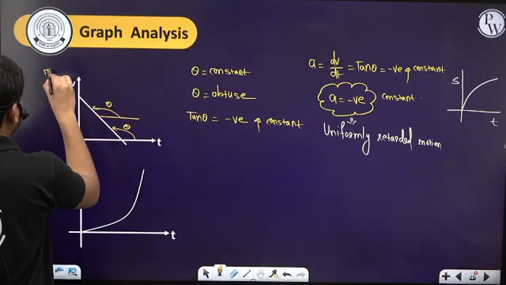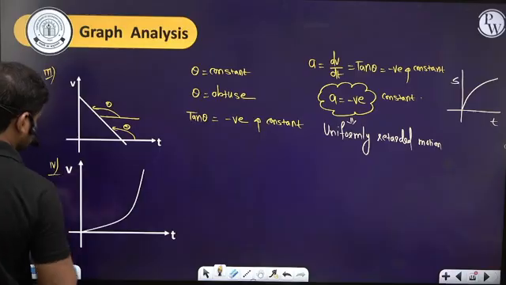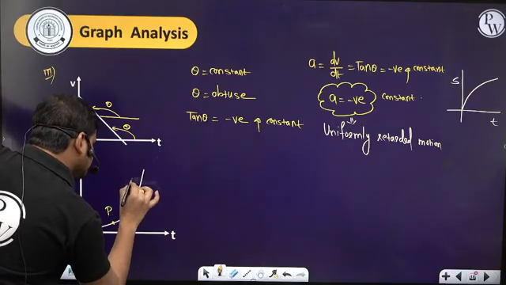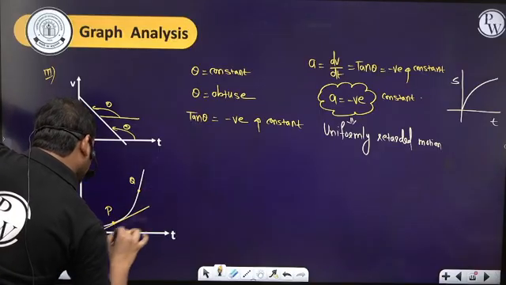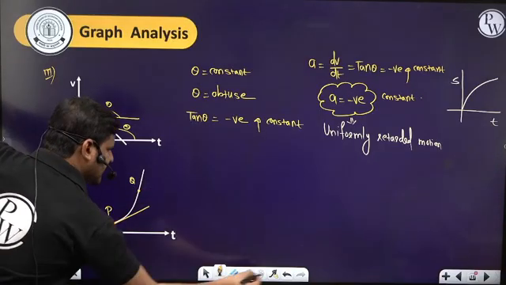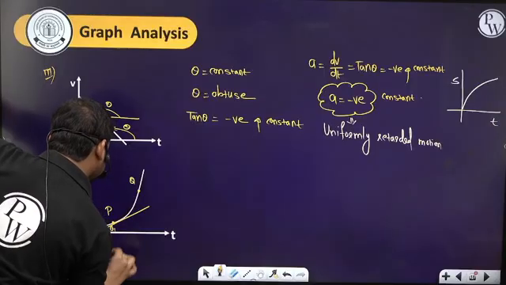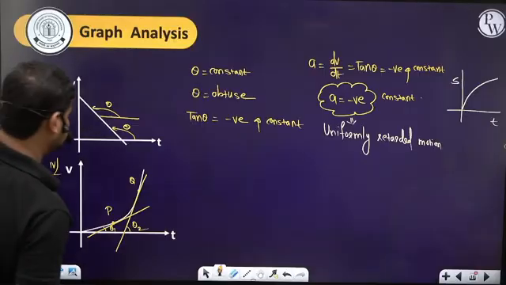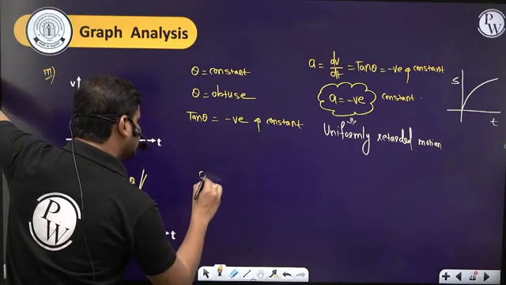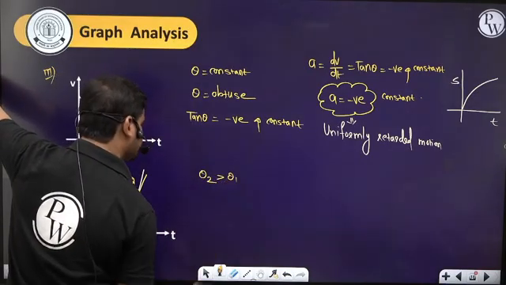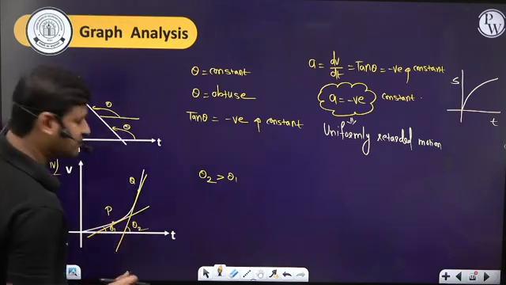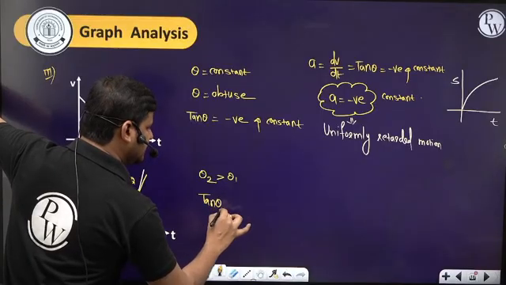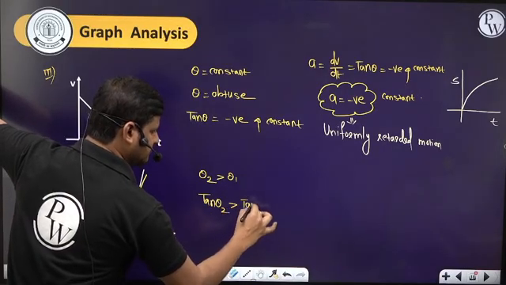So let it be the fourth one. Here is a velocity versus time graph. Let's consider one point P here and one point Q here. Now let's draw a tangent. Let's suppose it's making an angle theta 1, so this is theta 1, and then this is theta 2. You can see that theta 2 is greater than theta 1, and both are positive only. So we can say that tan theta 2 is greater than tan theta 1.